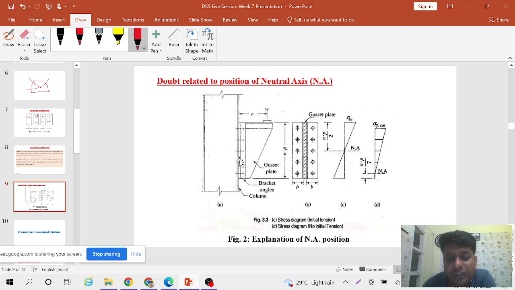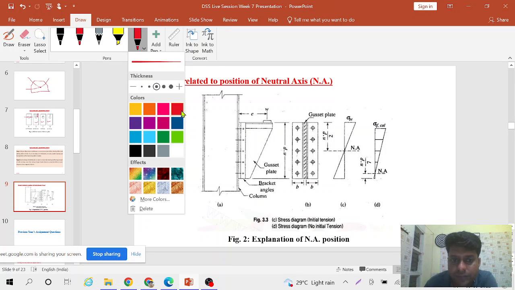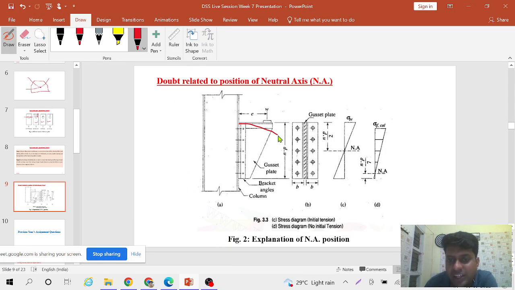Can you visualize this thing? When the bolt is not initially tensioned, no high clamping force is there. In that case, above the neutral axis, what will happen is that because of the application of this load, it will try to bend like this. So when it tries to bend like this, let us suppose this is the neutral axis position.